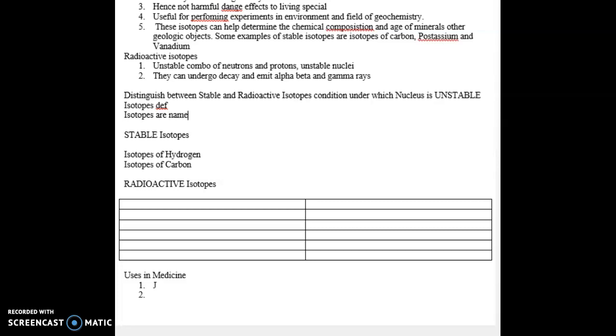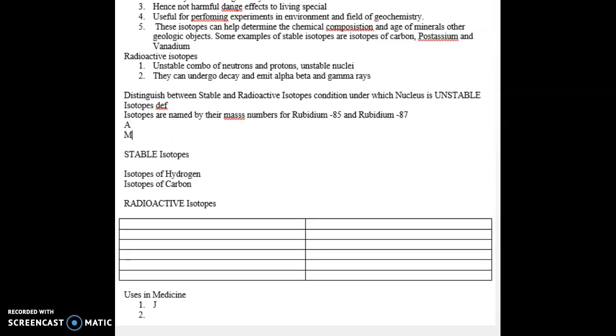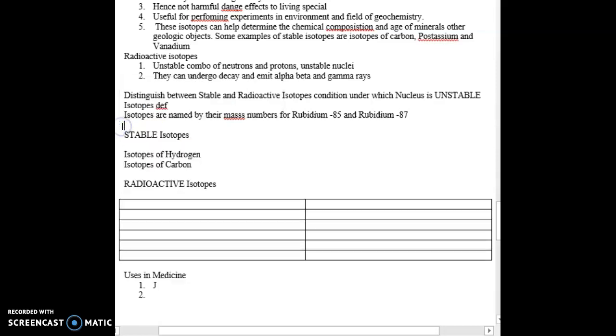Isotopes are named by their mass numbers, so rubidium-85 and rubidium-87. They can be determined by this notation: A is going to be the top number, and Z is going to be the bottom. So that's atomic mass, the element, and the atomic number.